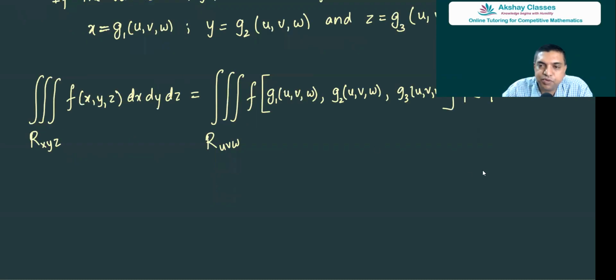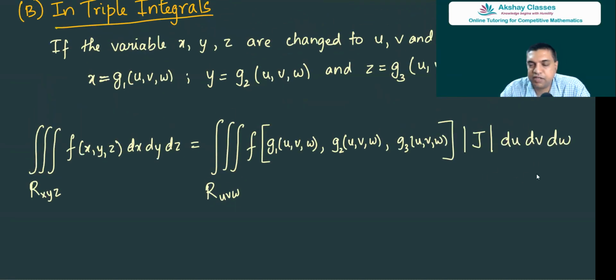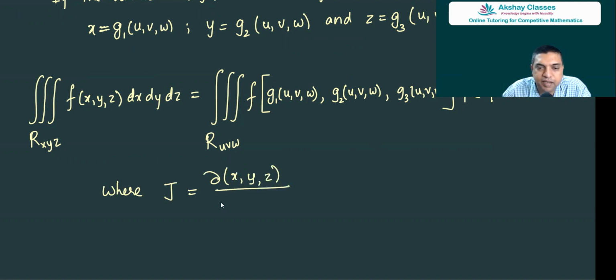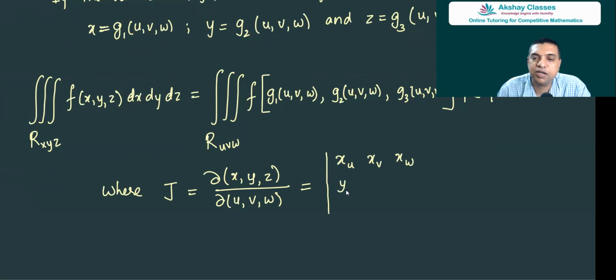You don't have to worry. Just substitute, and for the partial derivative conversion, you multiply with the Jacobian, where the Jacobian J is dou of x, y, z by dou of u, v, w, the determinant of x differentiated with respect to u, v, w, y differentiated with respect to u, v, w, and z differentiated with respect to u, v, w.